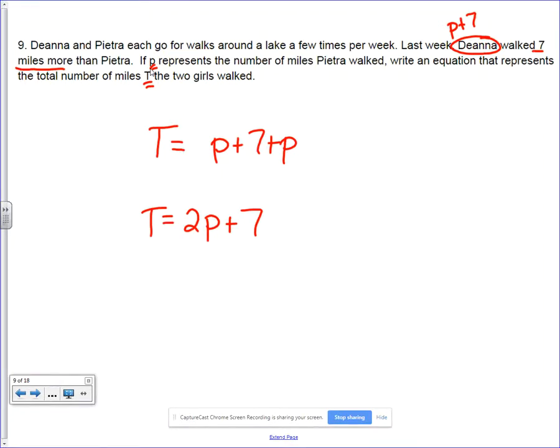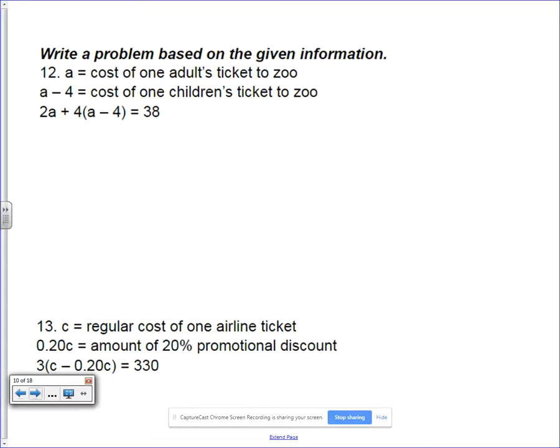All right, last section here. Now, I'm going to give you some information, and I want you to think about what type of problem this would be. So here I'm telling you A is the cost of one adult ticket, A minus 4 is the cost of one children's ticket to the zoo, and then I'm giving you this equation here that you would have written. So if I look at this equation, this is telling me there are 2 adult tickets. This is telling me there are 4 child tickets, and this is telling me the total.